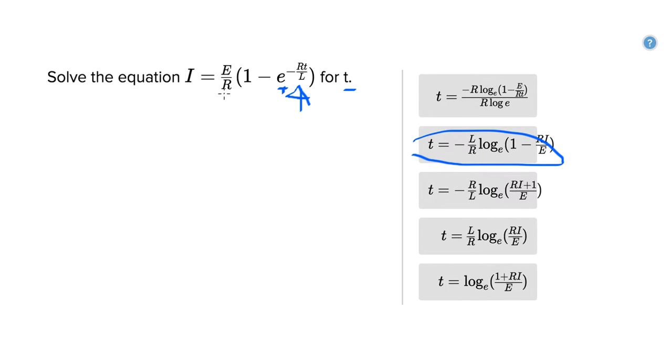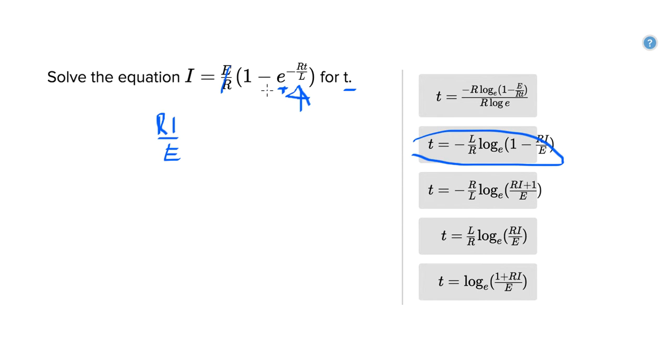The first thing you want to do if you're solving for something on this side of the equation is divide by e over r. Dividing by e over r is the same as multiplying both sides by r over e, so you'd cross it out over here. You end up with r times I over e on this side equals what's on this side of the equation.